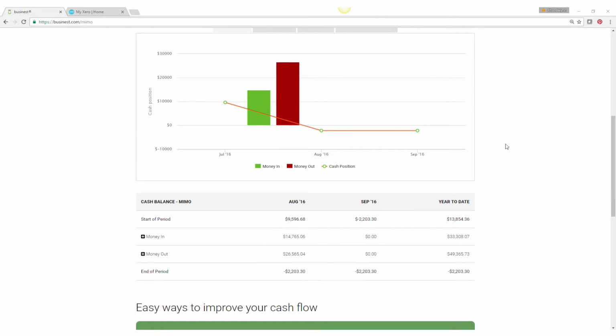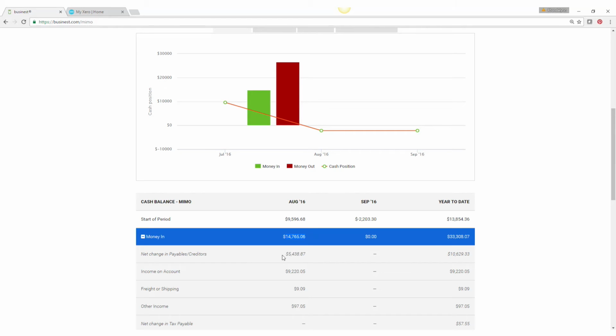For example, this is just a demo or a sample company. In the month of August, this particular company started with a bank balance of $9,596. $14,765 went in, money in, and $26,565 went out. So it left this company with a negative $2,203 cash balance. So it's obvious to see at a quick glance that that's a problem. Essentially, more money went out than came in. So cash flow is really just the net of these 2 figures, the 14,000 and the 26.